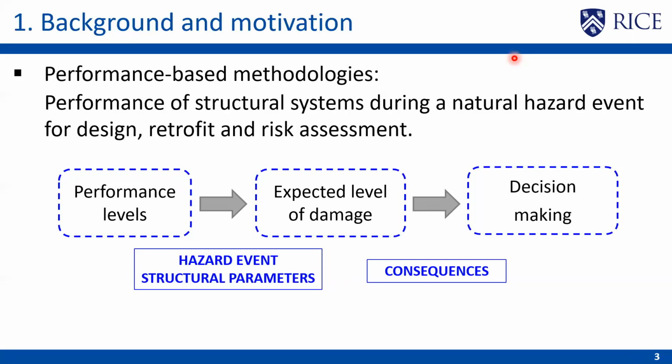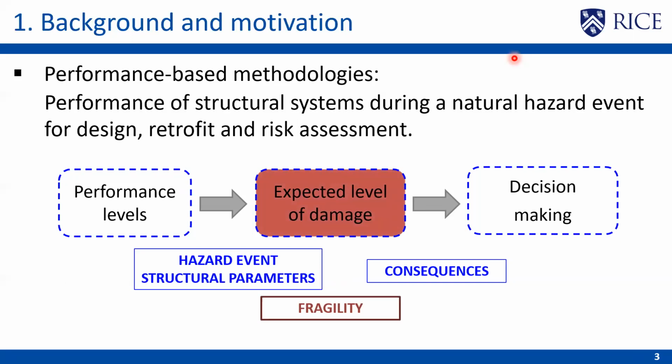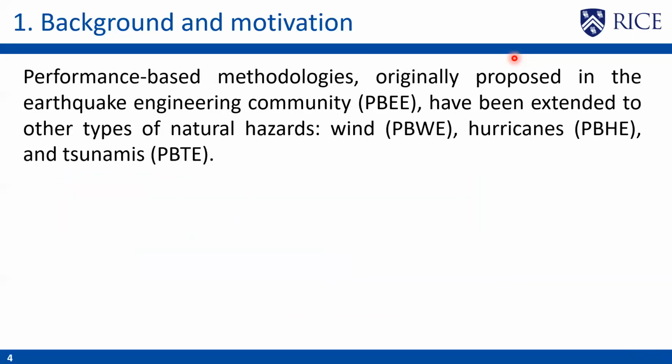A common term that appears in performance-based methodologies is fragility, which gives us the probability of damage given some intensity measures, such as wave height or surge depth. Performance-based methodologies were originally proposed in the earthquake engineering community a couple of decades ago, and recently have been extended to other types of natural hazards, such as wind, hurricanes, and tsunami, which have posed key advancements in coastal engineering and the assessment of coastal structures by introducing concepts such as the interaction of the structure with the environment and the multi-hazard nature of coastal hazards, such as hurricanes.